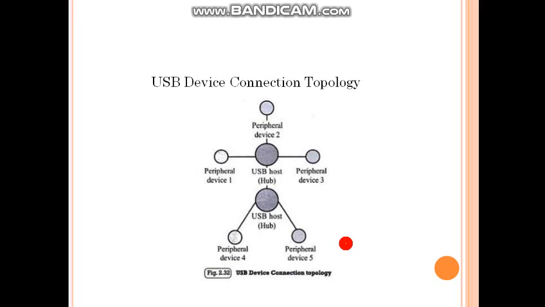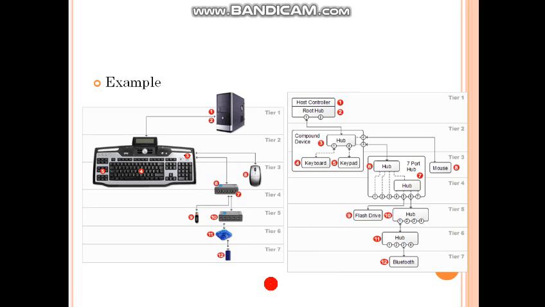This is the USB device connection topology. This is the peripheral, and this is the USB hub. We can connect devices one by one. For example, the keyboard is connected to the CPU through USB. The mouse is also connected to USB. The pen drive, dongle, memory card and another disk are connected to USB. So you can connect different devices by using USB.